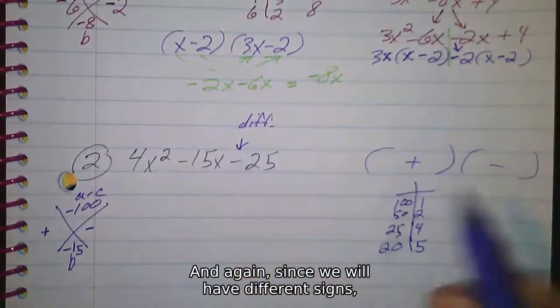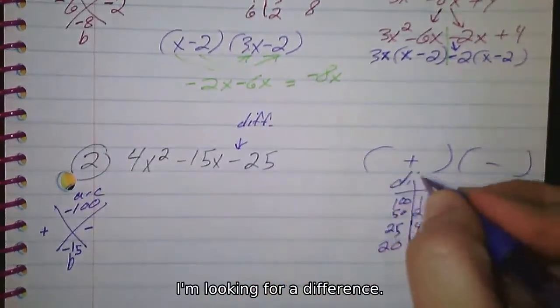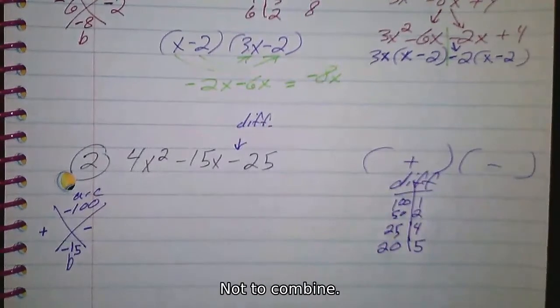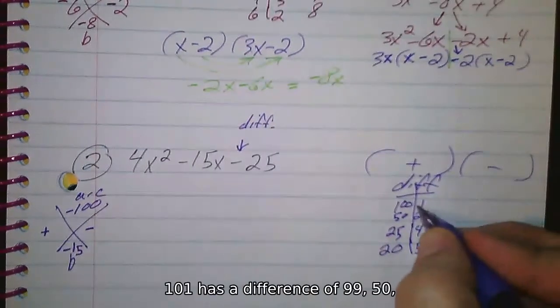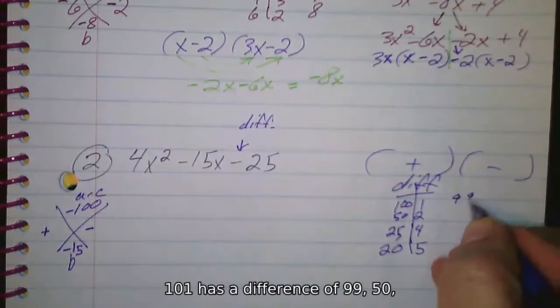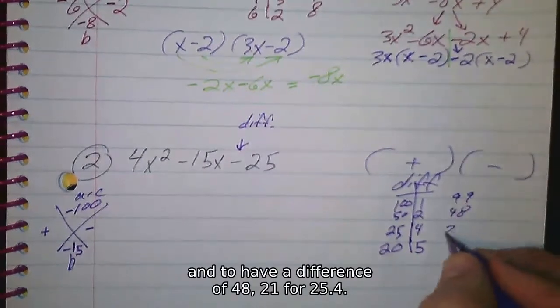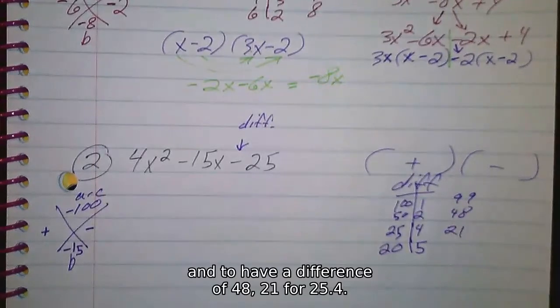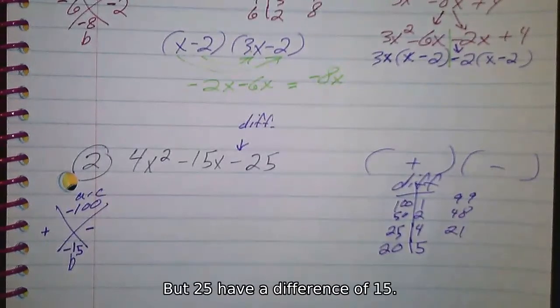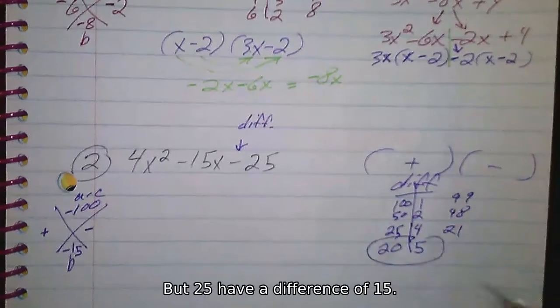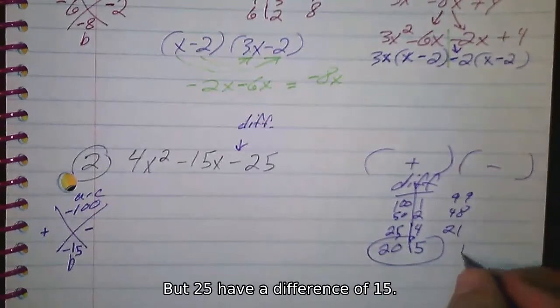And again, since we will have different signs, I am looking for a difference, not to combine. 100 and 1 have a difference of 99. 50 and 2 have a difference of 48. 21 for 25 and 4. But 20 and 5 have a difference of 15.